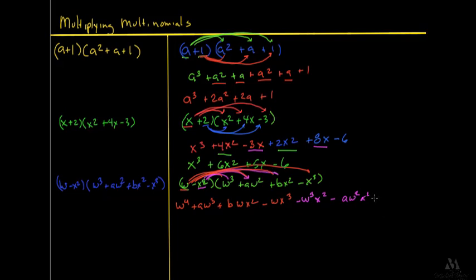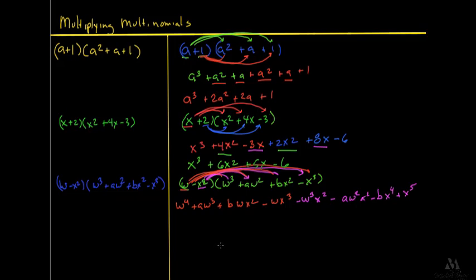We have minus bx to the fourth. And finally, we've got x squared times a negative x squared times a negative x cubed, which is going to make this a positive x to the fifth. All right, so the next step would be to combine like terms.